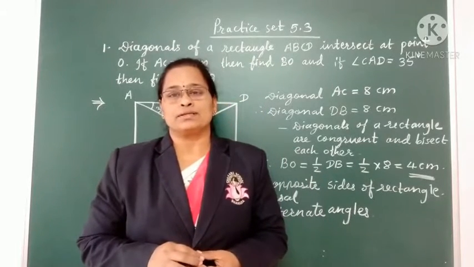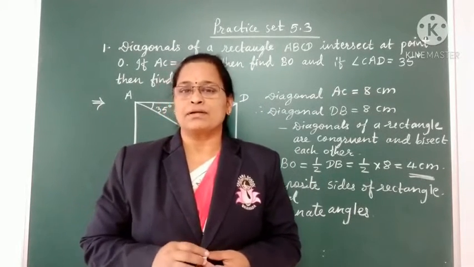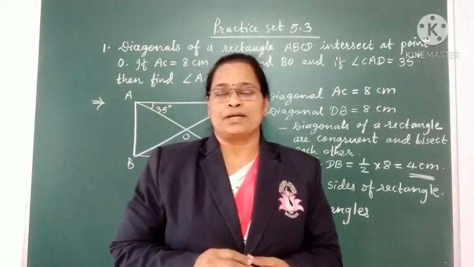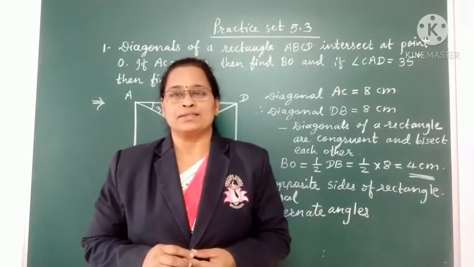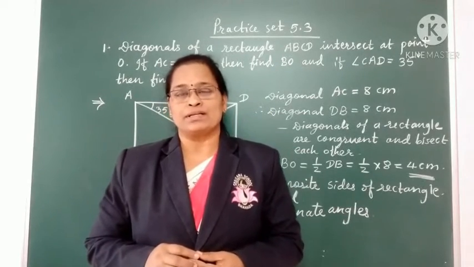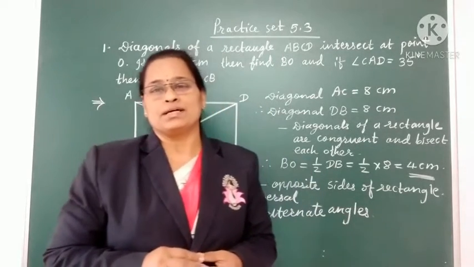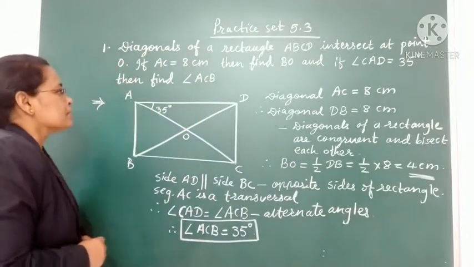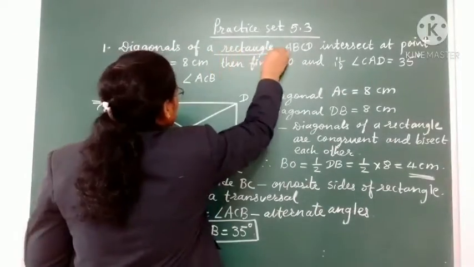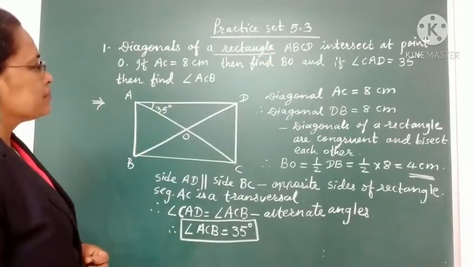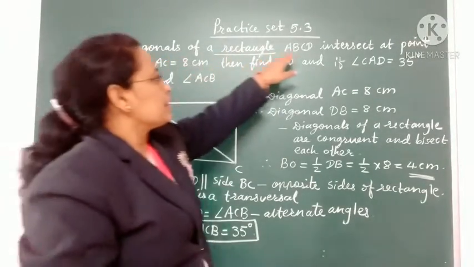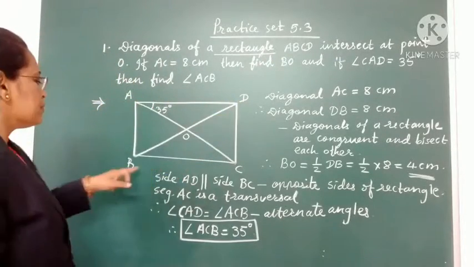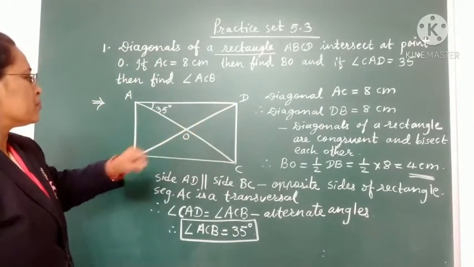Let's solve the examples depending on the properties of rectangle, square and rhombus. And you have to learn these properties and you have to apply these properties for whatever examples are asked to solve here. So this is the first example related to the rectangle, properties of the rectangle. Question is like this. Example is, diagonals of a rectangle ABCD intersect at point O. This is the rectangle ABCD. Diagonals are intersecting at point O.